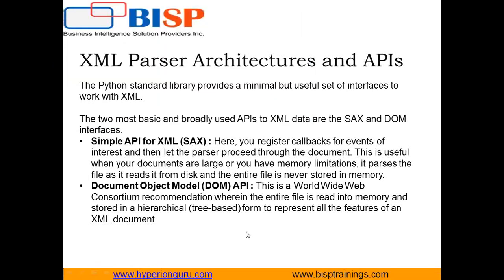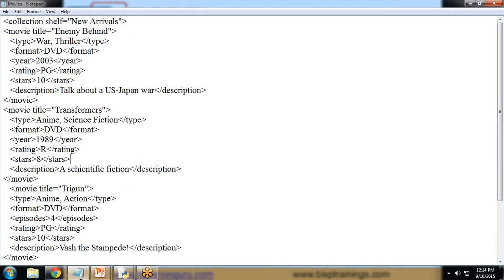So once the package or the library has been installed successfully, we'll see how to write a program in Python and how to use both the APIs one by one. Before that, first of all, we'll have an XML file. So that's my XML document. You can see this XML document. It's a collection of movies. It contains the data of movies.